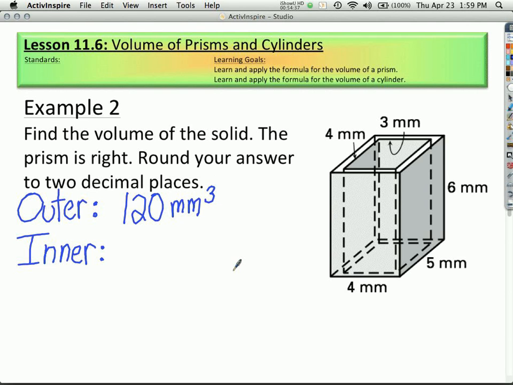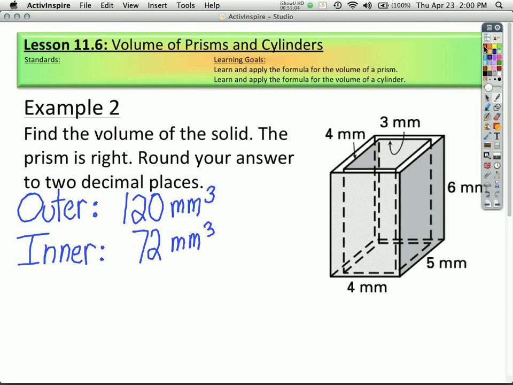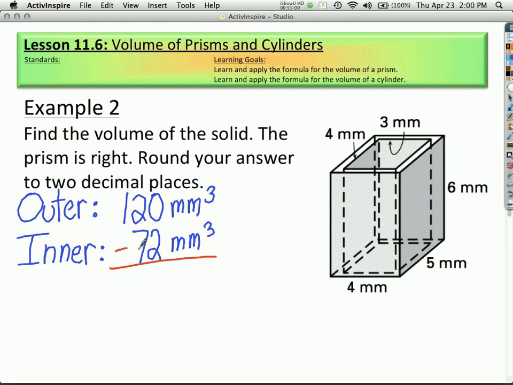What about the inner? Well, now we have to look up here for the measurements, but it's mental math again. We've got 4 by 3, that's 12, multiplied by the height. 12 times 6, 72 cubic millimeters. Go back to Sharif's big picture. Subtract the two, and we get the volume of what's left over. So, what's left over? 48 cubic millimeters.